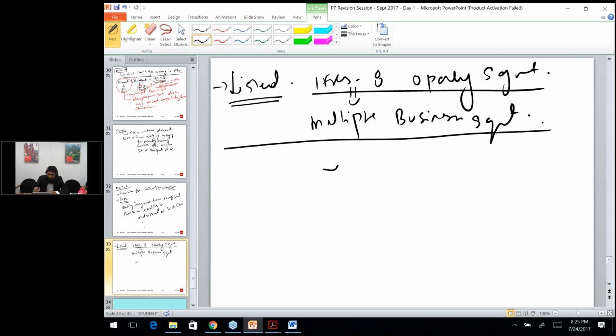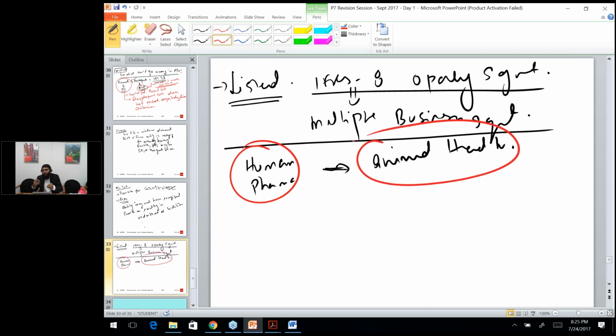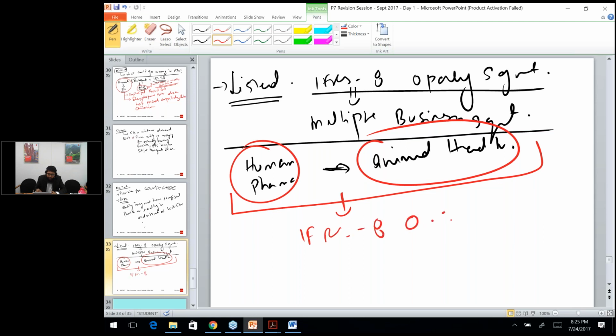So over here, if you see this company, it was in normal human pharmaceuticals, and the company then diversified into animal health. That means the company has actually entered into a different sector. So if the company has entered into a different sector, that means there are two separate segments, and now IFRS 8 operating segments should be applied onto this company's financial statements.